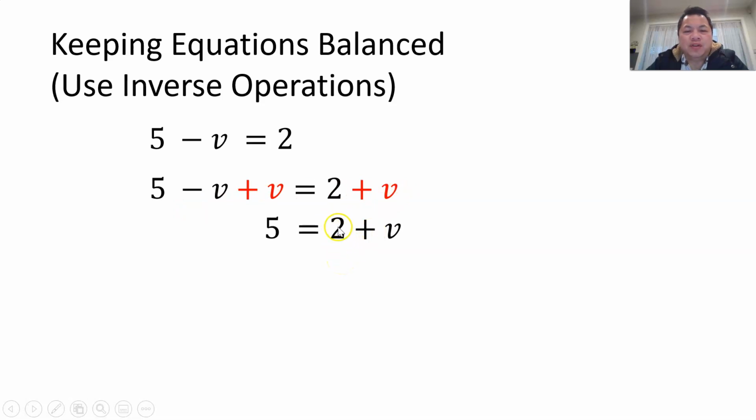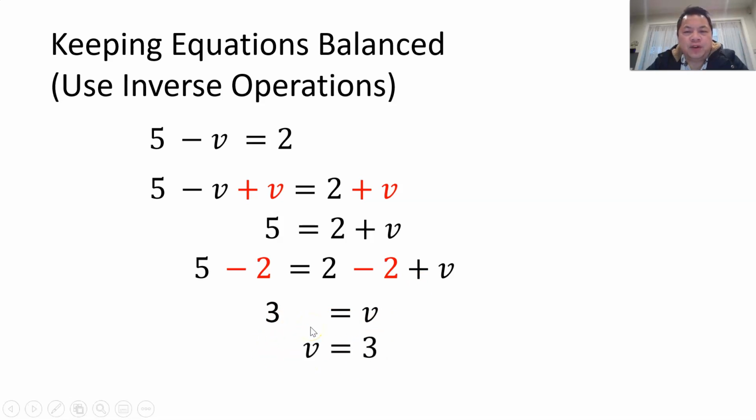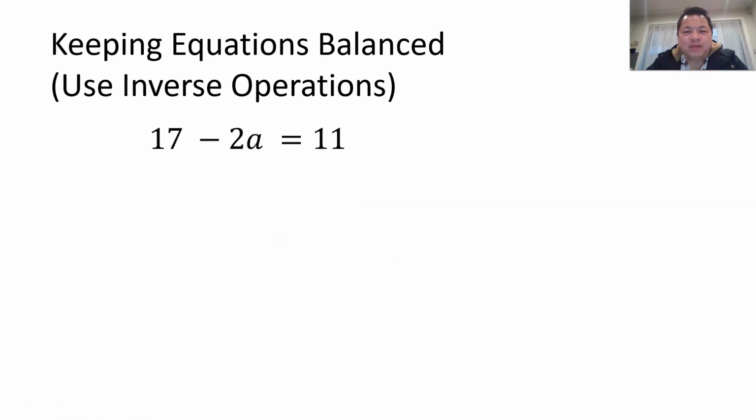So this 2 is not very nice. I'm going to get rid of that. So I have the minus 2 here, minus 2. So that's how I get 5 minus 2 equals 2 minus 2 plus v. So v is equal to 3. So 3 equals v. Always remember, we present it in the proper manner. Algebra first, followed by number. So v equals 3. Got it, everyone? One more example for you.